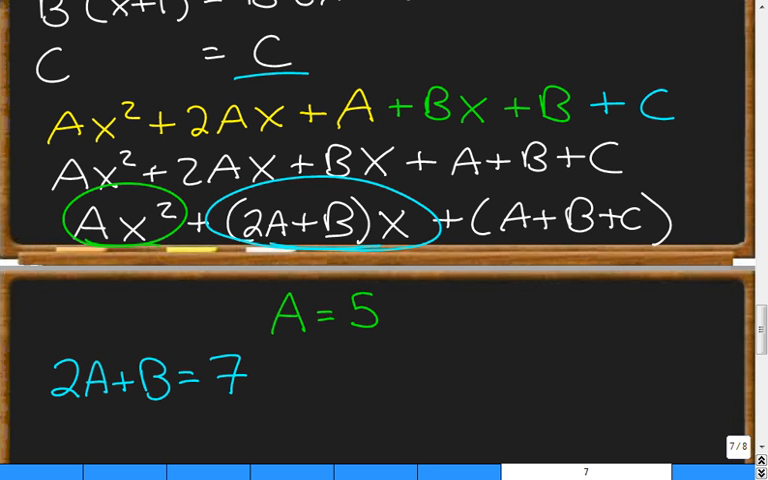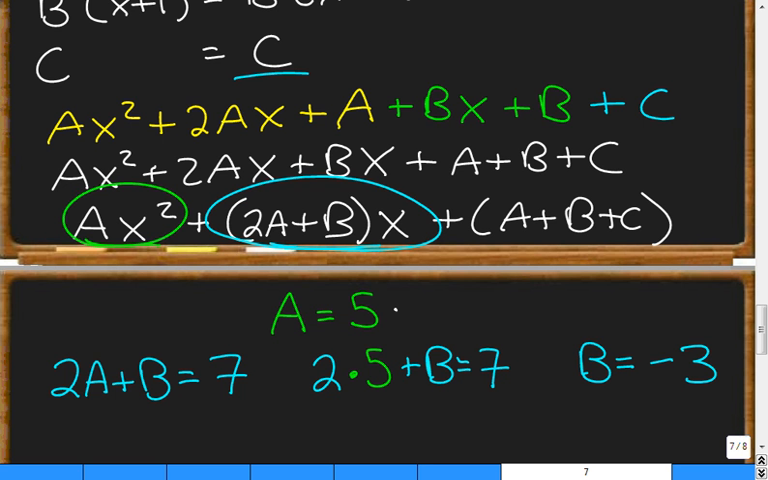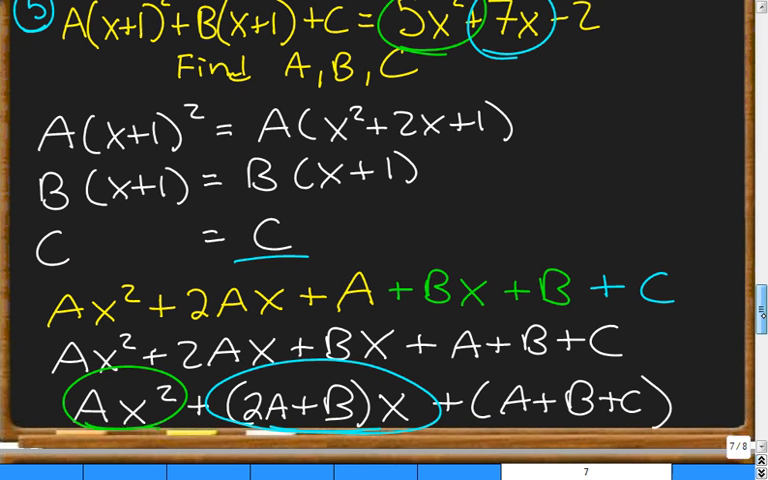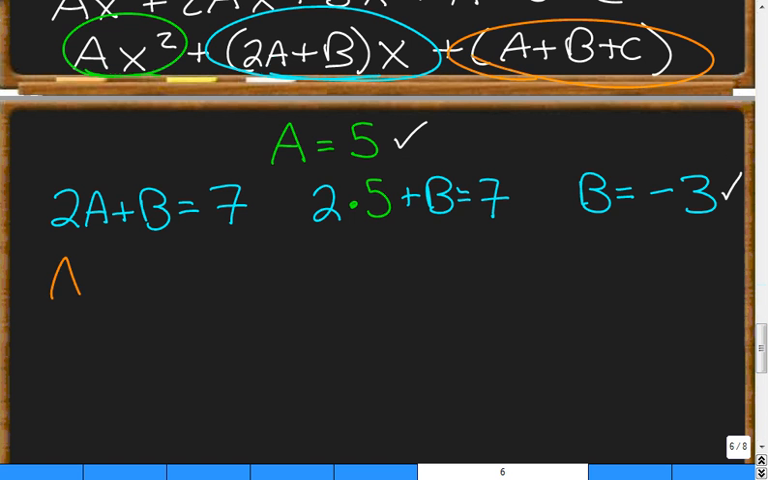Well, we learned earlier that since a is 5, this would be 2 times 5 plus b equals 7. And if we solve, we would find that b is going to equal -3. So we've got that, and we've got that. We've got a to equal 5 and b to equal -3. And now finally, we've got our -2 is equal to a plus b plus c. So we go down, and we say, okay, well, a plus b plus c equals -2.